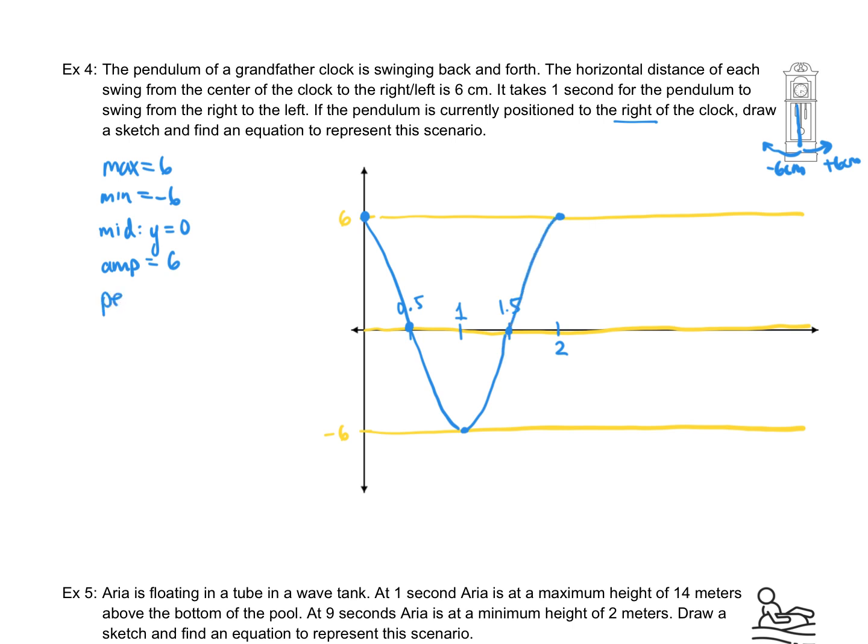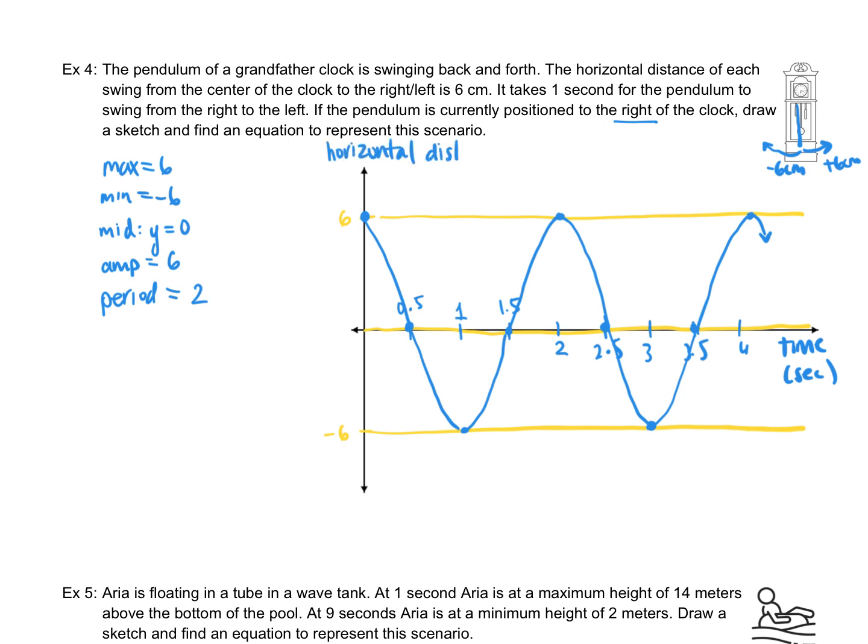So that means our period, now looking at this function, is 2 seconds. That's 1 full cycle. And I can continue this if I wanted to. If I wanted to add another one, just gonna go up every half a second and hop the lines, the 3 special lines we have. And there we go. There's another swinging motion of the pendulum. Now I am gonna label time in seconds and horizontal distance in centimeters.